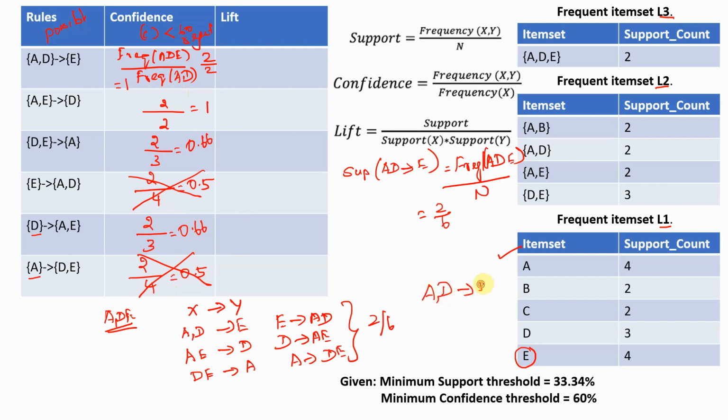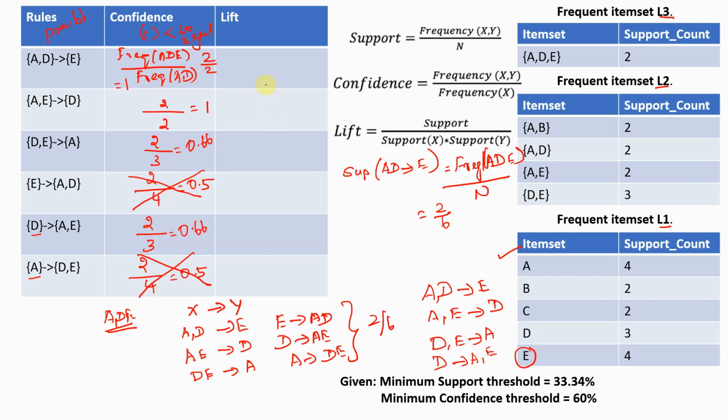The final rules I am getting are: AD leads to E, with a confidence of 1. The next rule, AE with D, also has a confidence value of 1. The next rule is DE with A, with a confidence value of 0.66. And the last one is D with AE, also with a confidence value of 0.66. So these are the confidences of the final derived association rules.